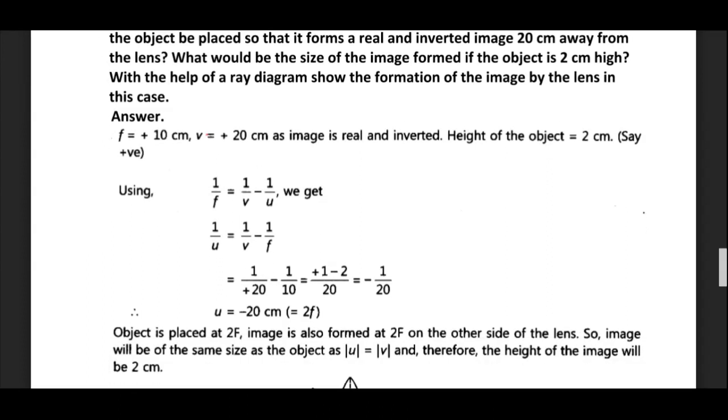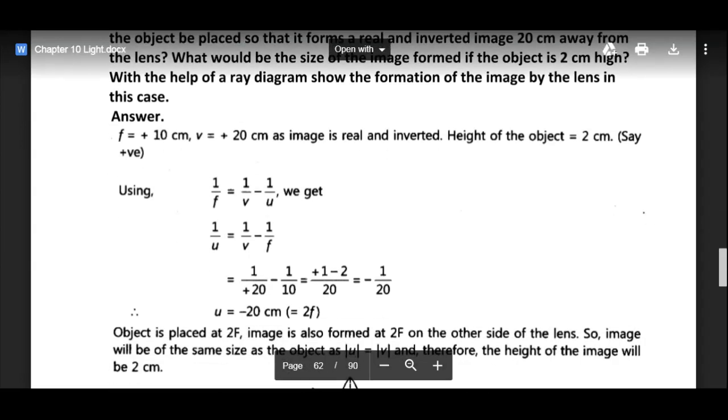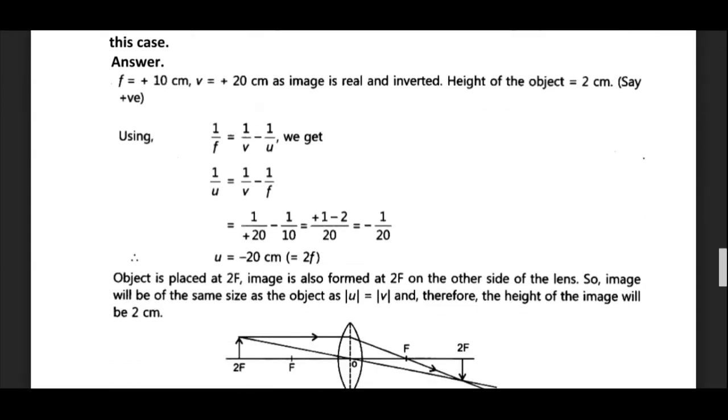So f is equal to 10 centimeter, v is equal to 20 centimeter as explained in the question. Focal length they have given you 10. It will be plus 10 only because convex lens is there, and height of the object they have given you 2 centimeters. So lens formula you have to apply over here. 1 by f is equal to 1 by v minus 1 by u. So 1 by u comes out to be 1 by v minus 1 by f, right?